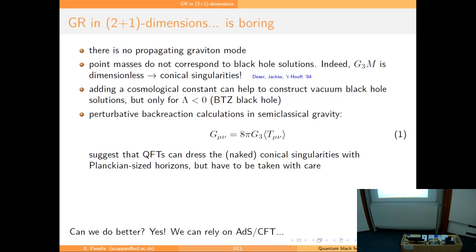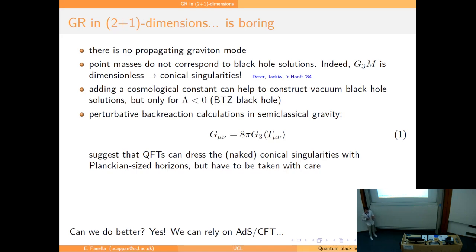There is no propagating graviton mode, and so if you want a vacuum solution that has, you know, a horizon and black holes and stuff, you can only go to negative cosmological constant and AdS. But if you're interested in cosmological spacetimes like de Sitter, you can get that.